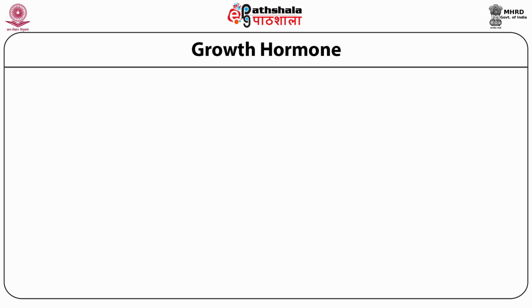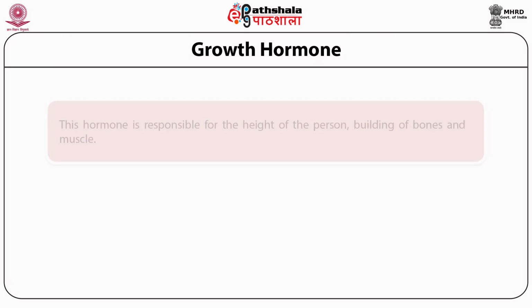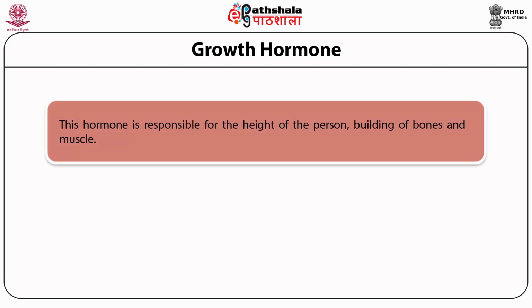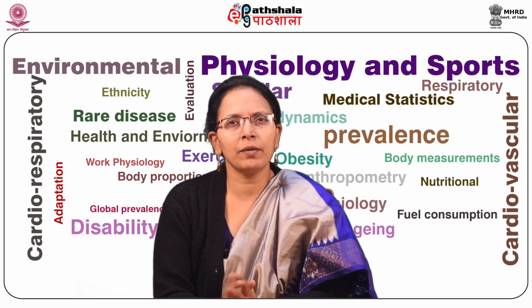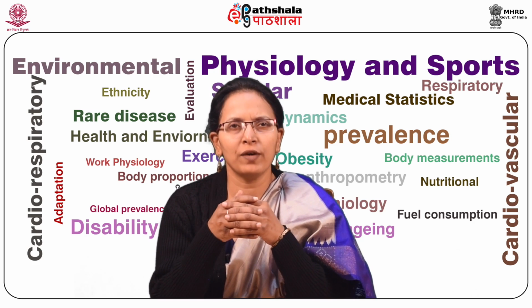Growth hormone is secreted by the pituitary gland. This hormone is responsible for the height of the person and the building of the bones and muscles. The primary functions of the growth hormone are stimulating protein synthesis, increasing blood sugar level, maintaining calcium level, and helping in muscle growth. In studies, it is found that in obese people, the level of growth hormone is less compared to the normal person. So students, let's now summarize what we have learnt in this module so far.